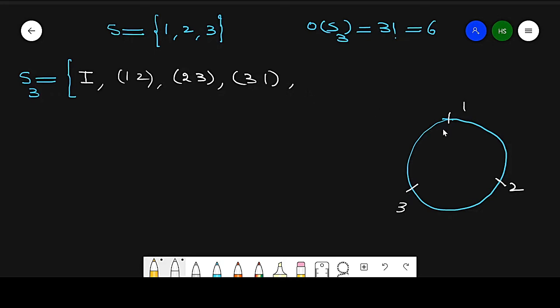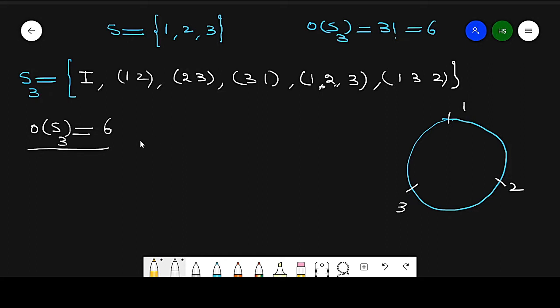And cycles of length 3: 1 2 3, and the second, 1 3 2. So there are 2 cycles of length 3. Now the order of S3 is 1, 2, 3, 4, 5, 6. So the order of S3 is equal to 6. So in this way we can find the elements of S3.